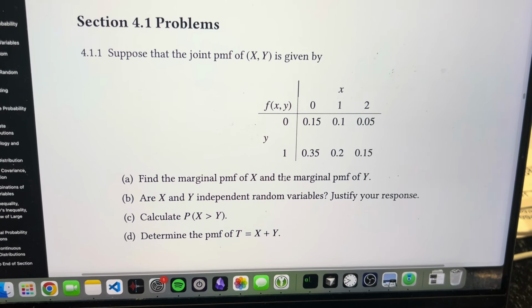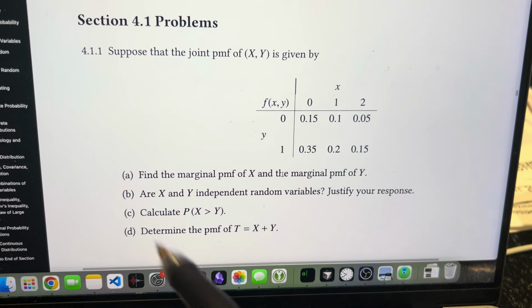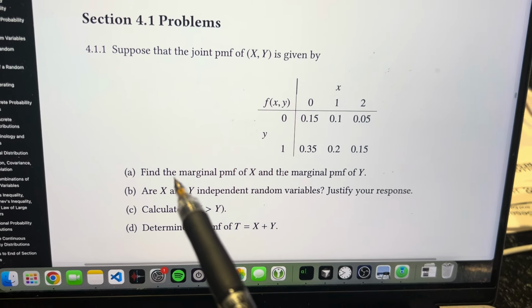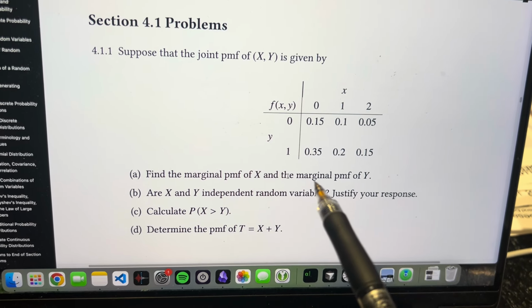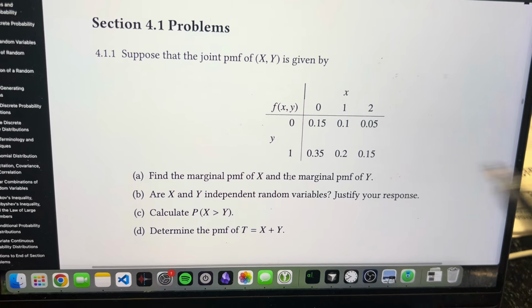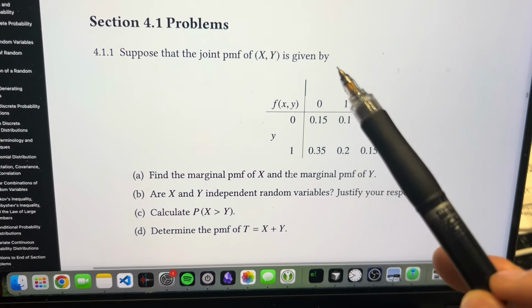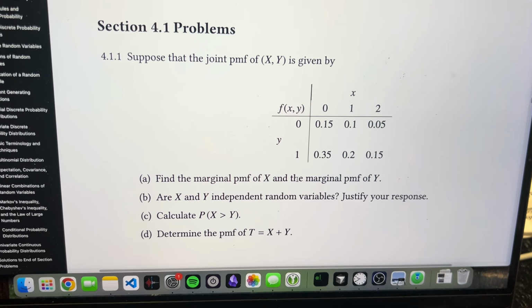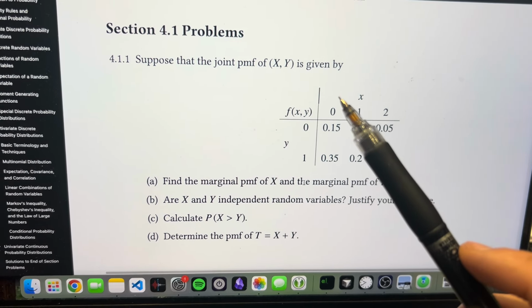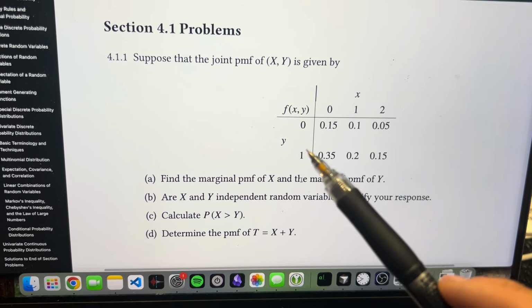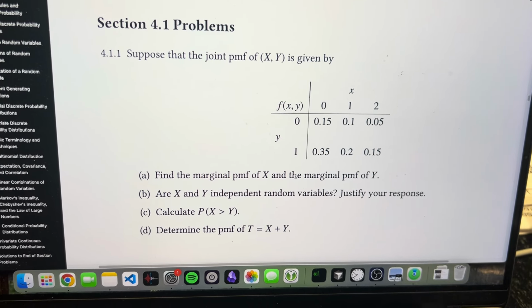Okay, so we have a joint PMF problem, and we're given this table. We have 4 sub-questions, and I'll show you how to do this. How do you find the marginal PMF of x and the marginal PMF of y? Well, the marginal PMF of each of x and y are just the opposite dimension. So x is the columns, y is the rows, added up. So let's take a look.